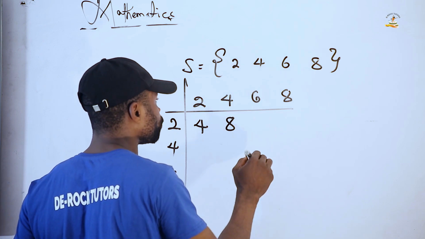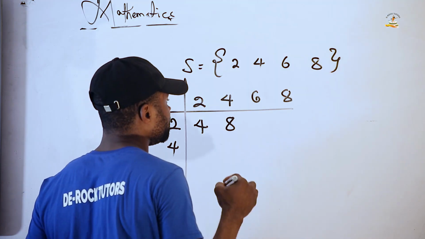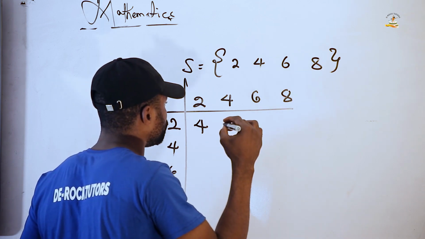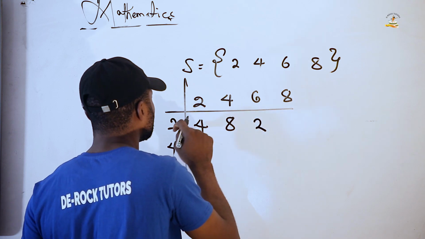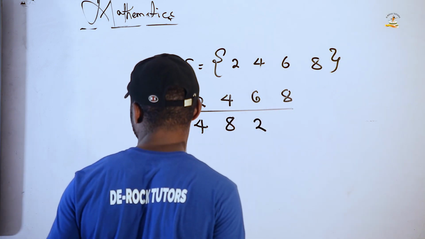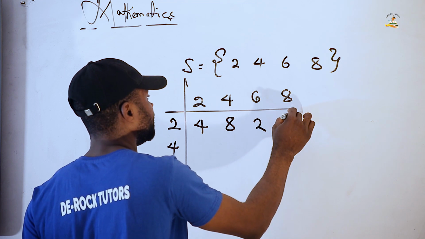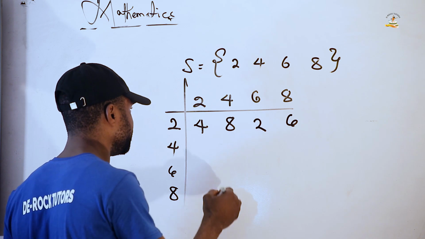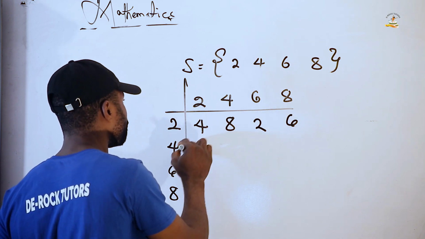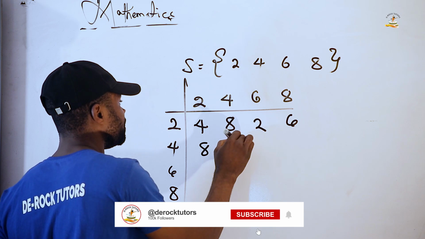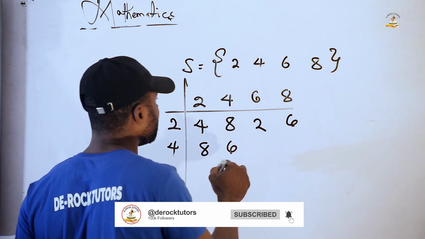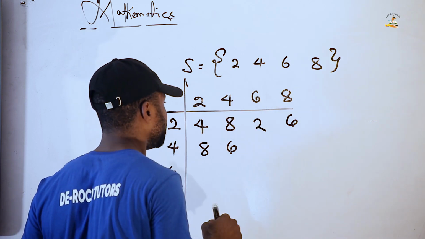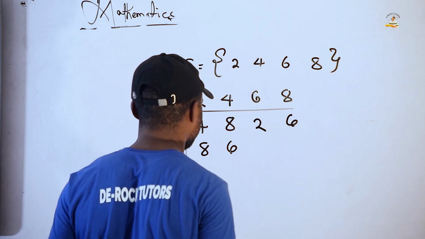2 times 6 is 12. But how many times does 10 go in 12? 10 goes in 12 one time, and the remainder is 2. 2 times 8 is 16. And you have the result as 6, because 10 goes in 16 one time, and the remainder is 6. We proceed to 4 times 2, which is 8. This one is 6. This one, how many times does 10 go in the product of 4 and 6? 4 times 6 is 24.